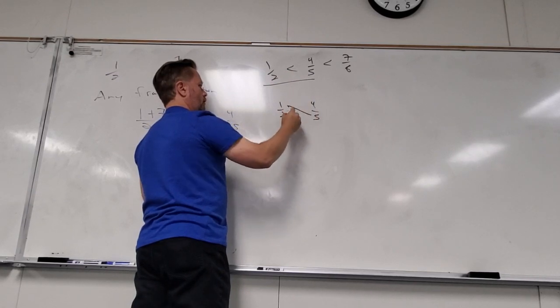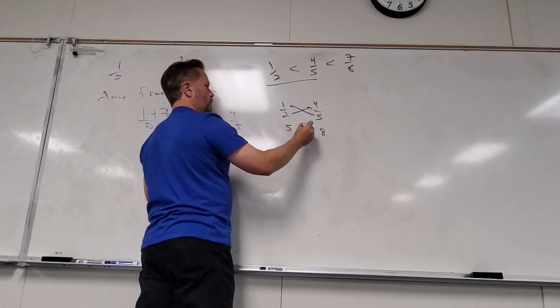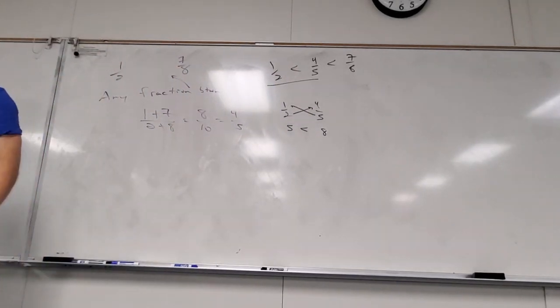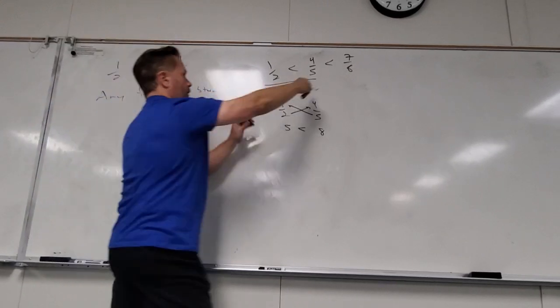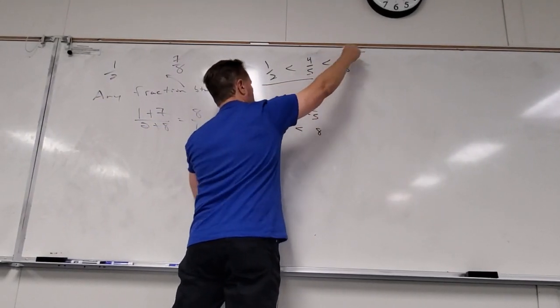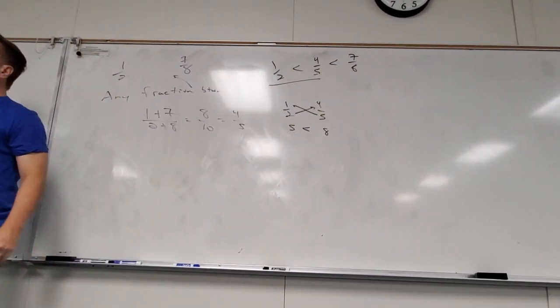Don't you do 5 and 8? Which one's bigger? So that verifies that's the right direction. We talked about that last time. Here, I don't have to write it in. Look, 32 and 35, which one's bigger? 35, so that's pointing the right direction. So 4/5 is between those two.